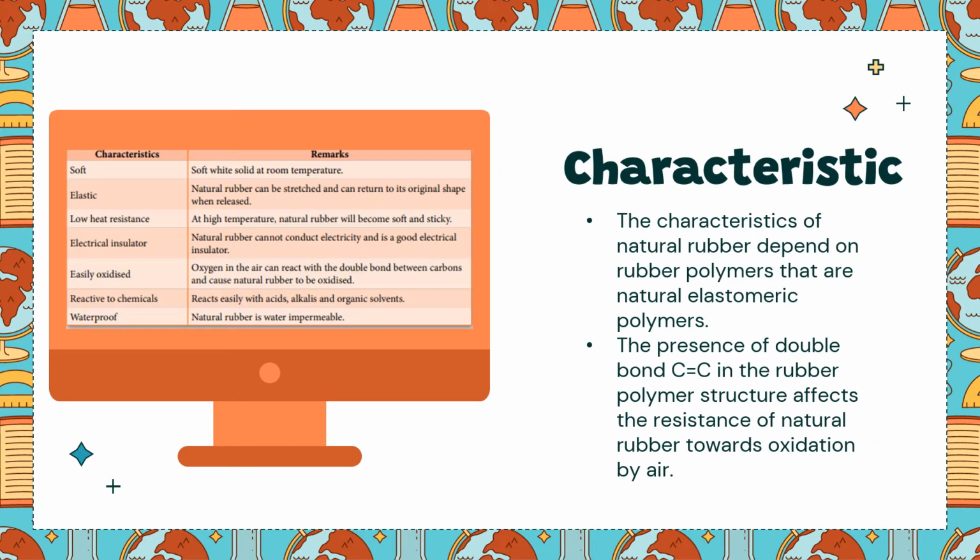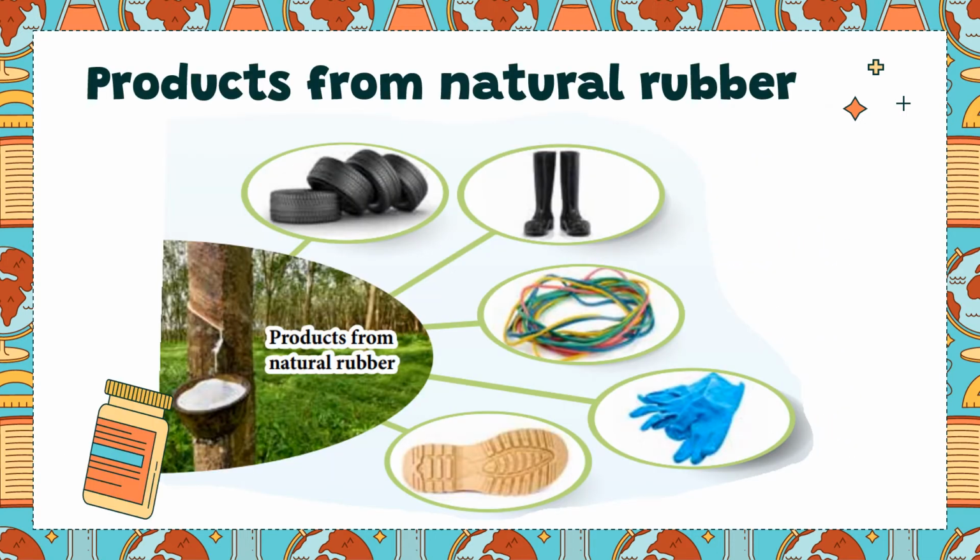The characteristics of natural rubber depend on the rubber polymers. They are naturally elastomeric polymers. The presence of double bonds in the rubber polymer structure affects the resistance of natural rubber towards oxidation by air. As you can see, there are some of the characteristics of natural rubber. Examples of products from natural rubber, as you can see here, are tires, boots, gloves and shoes.